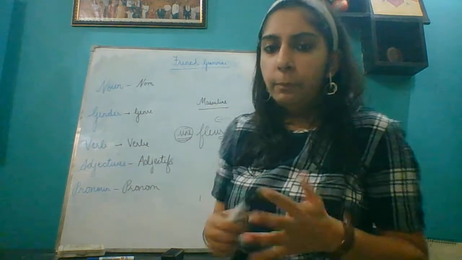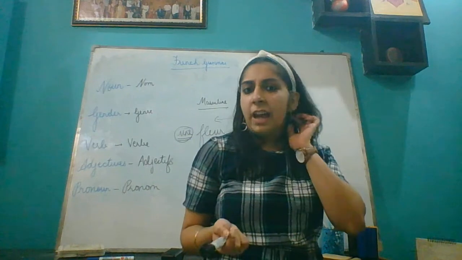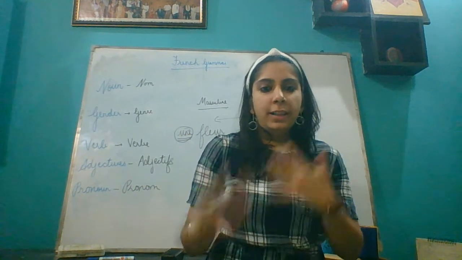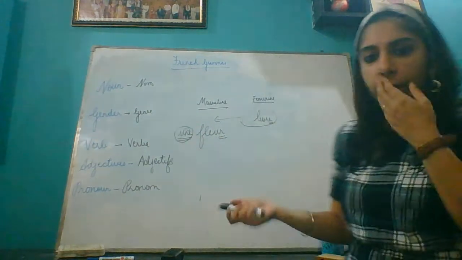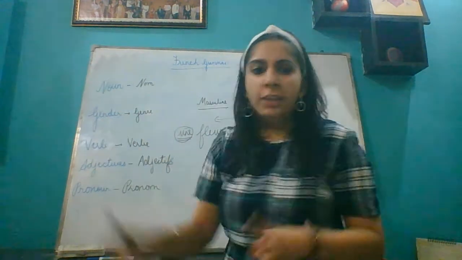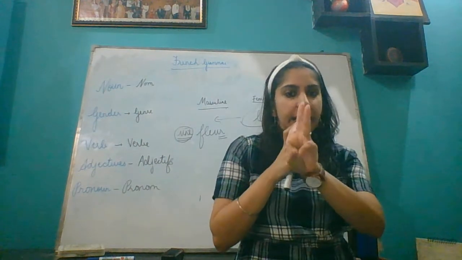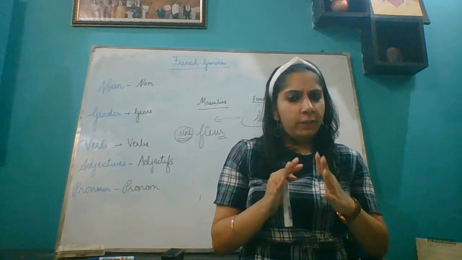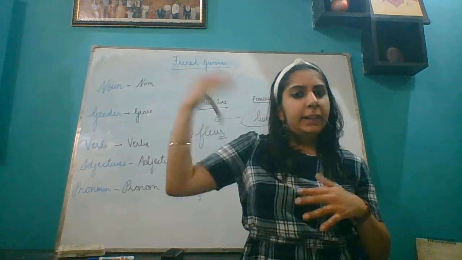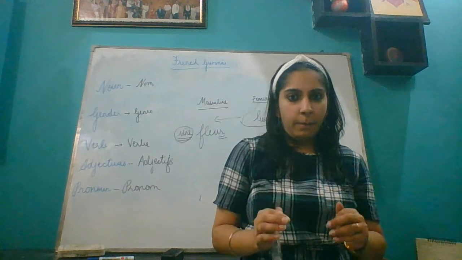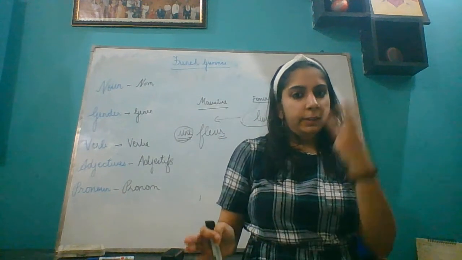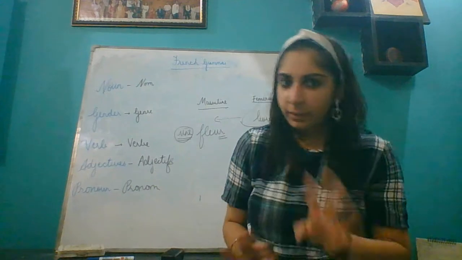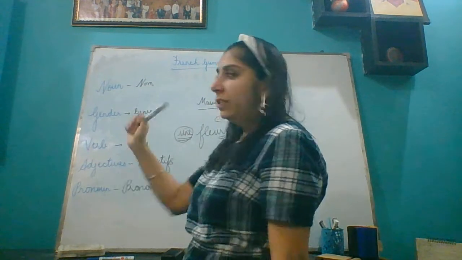Moving on to verb. Verbs are the action words. When we do something or when there's some activity involved, those words are called verbs. In French, there are three categories of verb: ER ending verbs, IR ending verbs and RE ending verbs. We will talk about them in detail in the later videos. For now, you can remember verb is called verb, with three categories: ER ending, IR ending, RE ending. That's clear? Let's move on to adjectives.